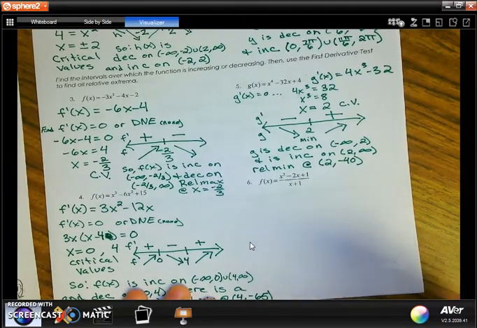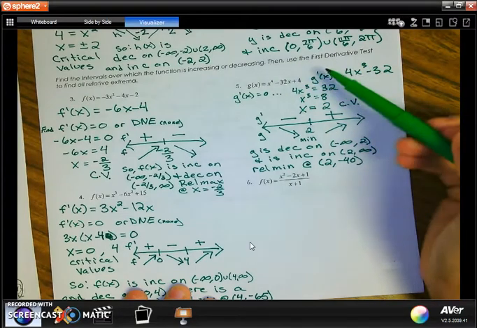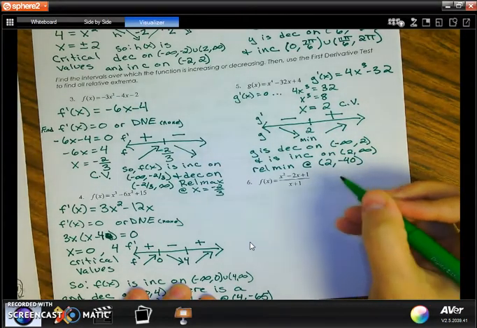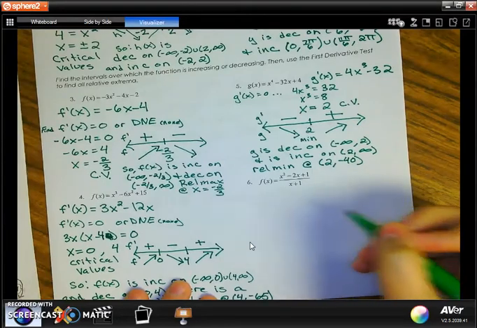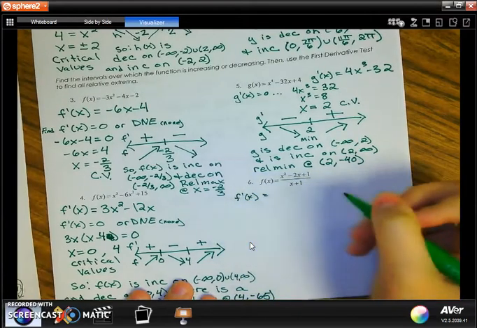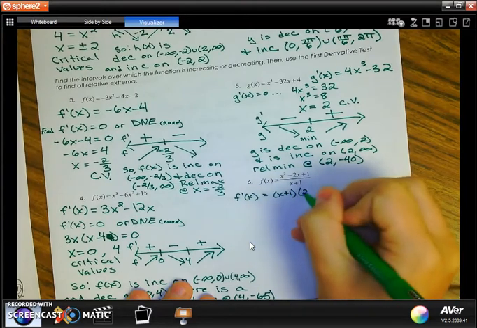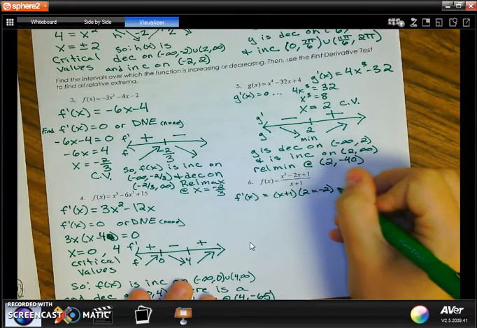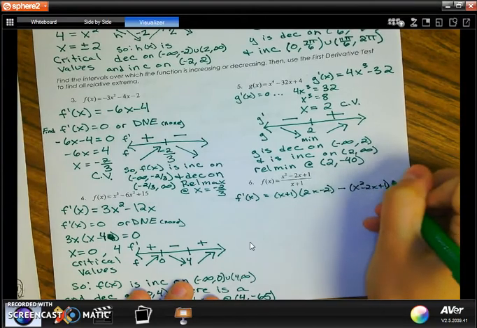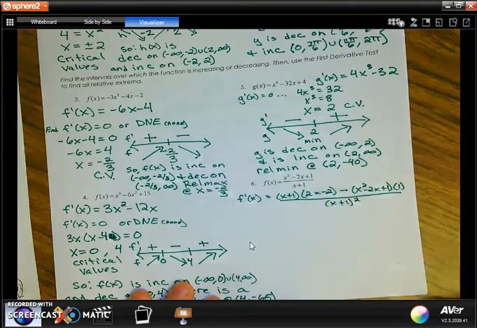Okay, so number 6, quotient rule, that'll be fun. Again, we're still trying to use the first derivative test to find increasing, decreasing, and the extrema. So the first derivative test says I need to take the derivative, set it equal to 0, or find where it doesn't exist. That's going to be important in this one. So I take the derivative. It's going to be low d high minus high d low, all over low squared. Okay, so there's my derivative.